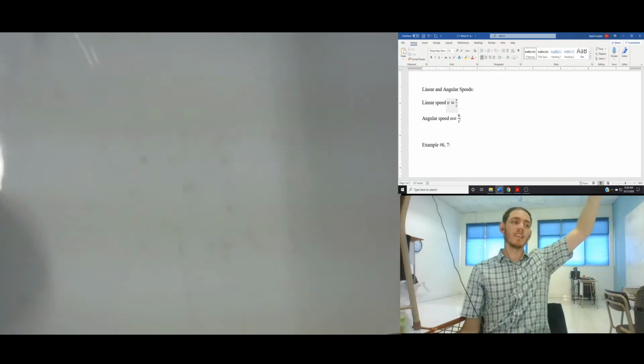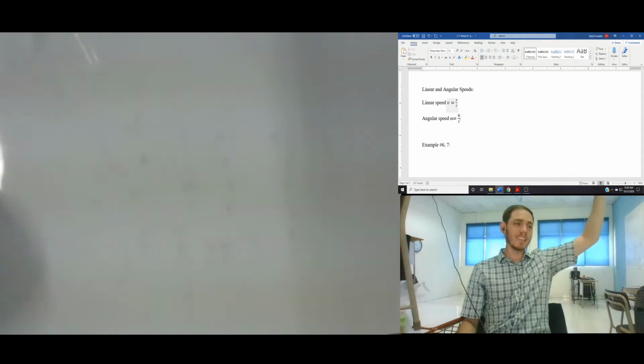Now, angular speed is going to be omega. This is the degrees per second. So your linear speed could be really fast, but your angular speed could be slow. If it's a huge wheel and the wheel's turning, the angular speed is going to be slower, but the linear speed is going to be faster. There's actually a conservation of angular momentum, and that's going to connect to this formula. Okay? So linear speed is going to be the arc length divided by time.